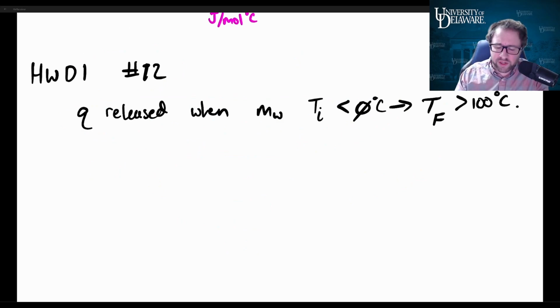All right, so this is question 12. I just scribbled it in there quickly. And what this question is asking: how much energy is released when a mass of water goes from solid ice, so below 0 degrees Celsius, to gaseous steam, something above 100 degrees Celsius. And we're not stopping at these, we're going past them. So this is not greater than or equal to or whatever.